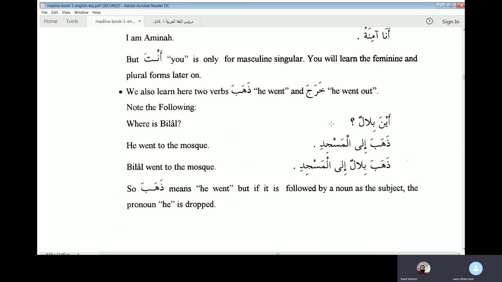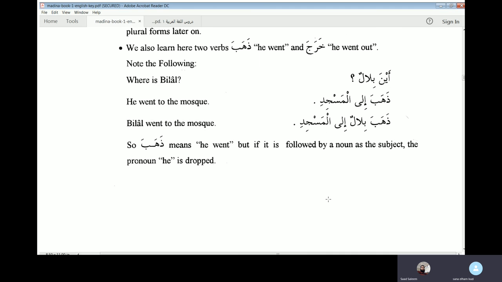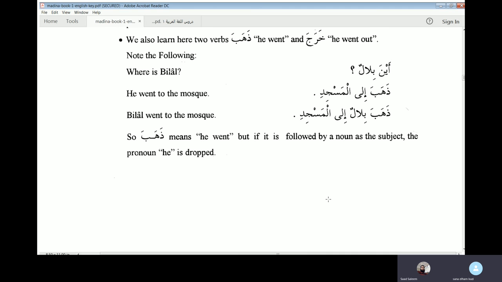Note the following. Where is Bilal? Aina Bilalun? Dahaba ila al-masjid. He went to the mosque. Dahaba Bilalun ila al-masjid. Bilal went to the mosque. So dahaba means he went. But if it is followed by a noun as the subject, the pronoun he is dropped.